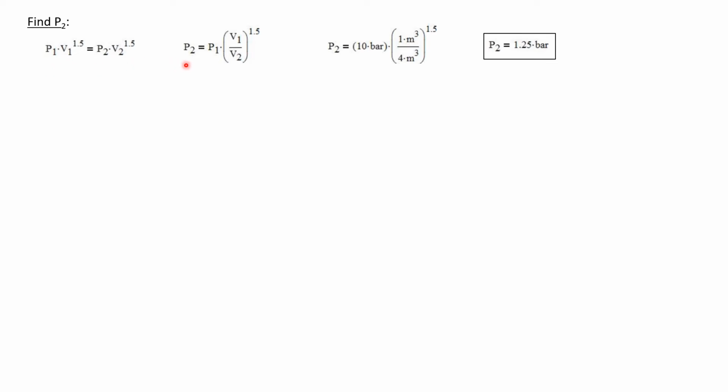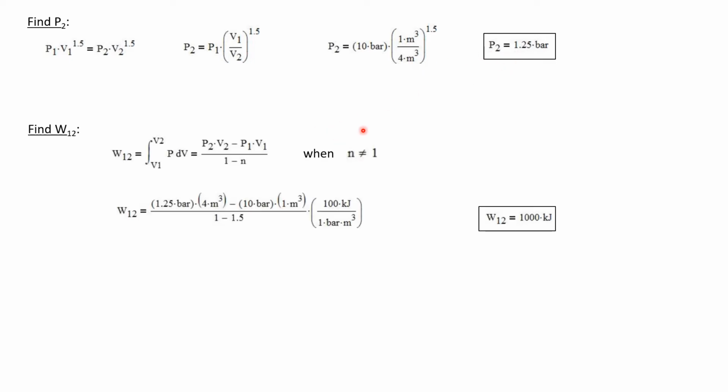Now we're looking for P2, so let's rearrange and solve for that. P2 is just P1 times the quantity V1 over V2 taken to the 1.5 power. We can substitute values. We know that P1 is 10 bar, and V1 is 1 cubic meter, and V2 is 4 cubic meters. And we solve for P2 as 1.25 bar.